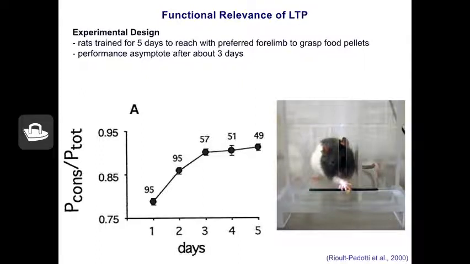So, Rioult and colleagues trained the rats for 5 days and found that the rats' abilities reached asymptotic performance after about 3 days.